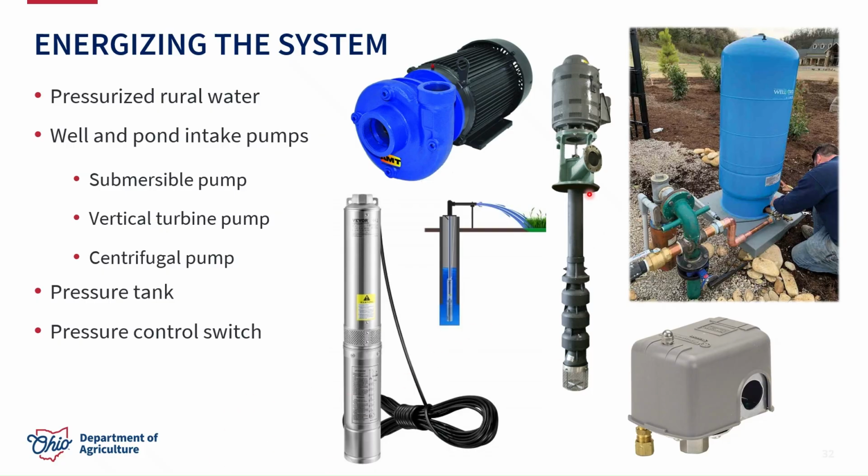These could be things such as a vertical turbine pump in a shallow well, or a centrifugal pump may be used in a different application. From that pump, it's going to go to likely a pressure control switch of some sort to know when to cycle that pump on and off, and that pressure control switch is going to control the pressure in a pressure tank to reduce the number of times that pump's going to be cycling and still energize the system more consistently.